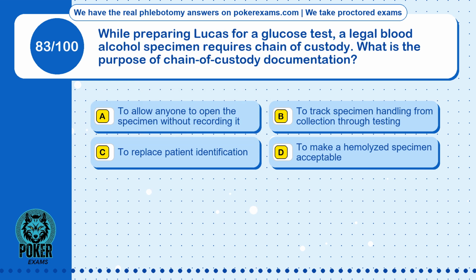Question 83. While preparing Lucas for a glucose test, a legal blood alcohol specimen requires chain of custody. What is the purpose of chain of custody documentation? Option A. To allow anyone to open the specimen without recording it. Option B. To track specimen handling from collection through testing. Option C. To replace patient identification. Option D. To make a hemolyzed specimen acceptable.